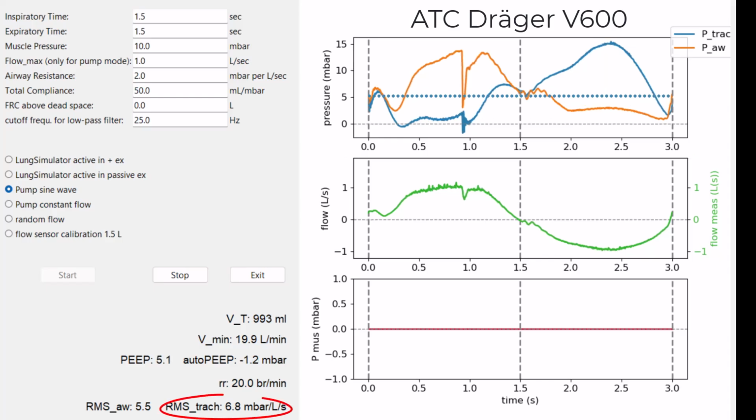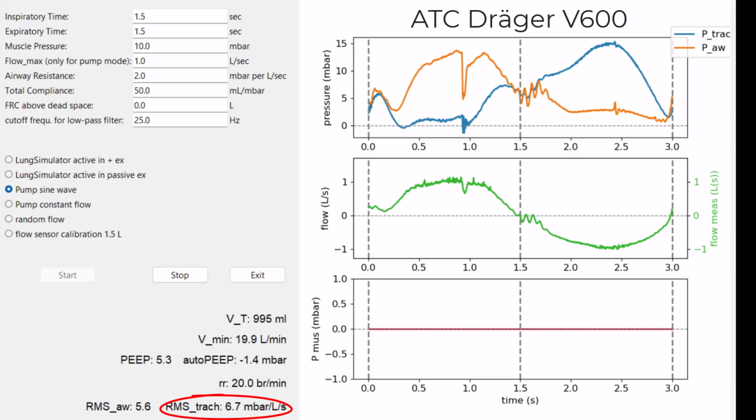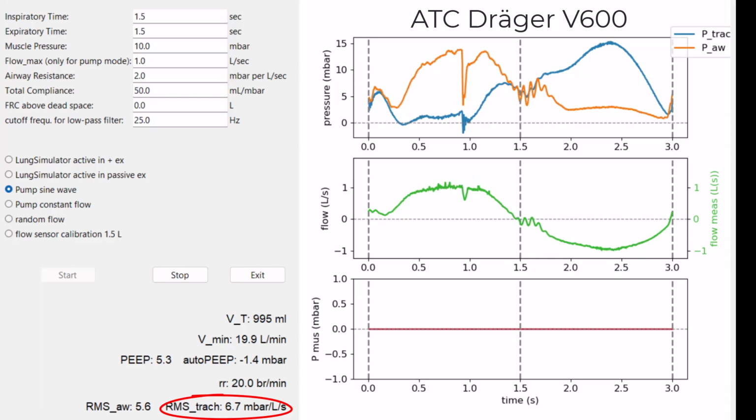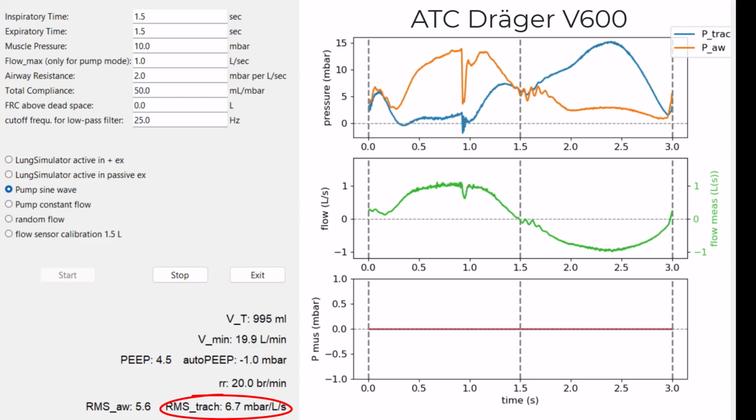And the effective resistance as expressed by the standard deviation of the tracheal pressure divided by the standard deviation of the flow, that's the RMS tracheal pressure, and that's the effective resistance. So it's 6.7 millibar per liter and second. So it decreased from 10.9 in T-piece trial to 6.8. But as you can see, it's not really in a very effective mode. So that's only about 40% of tube compensation.